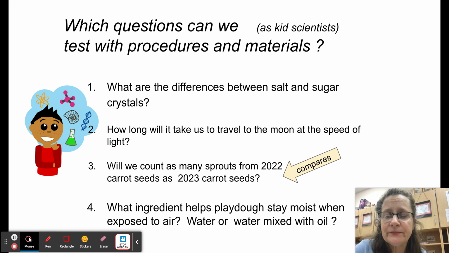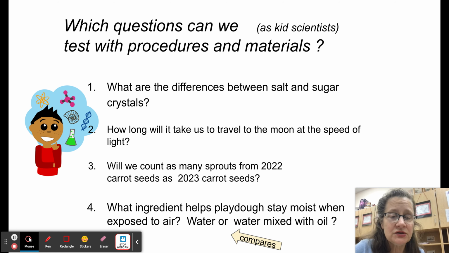Number four, what ingredient helps Play-Doh stay moist when exposed to air, water, or water mixed with oil? That's a useful question because Play-Doh tends to get a little bit cracked and dry, and it does compare.